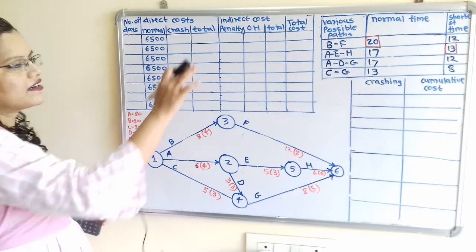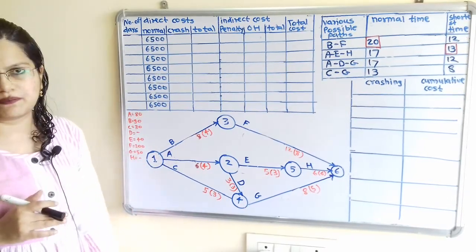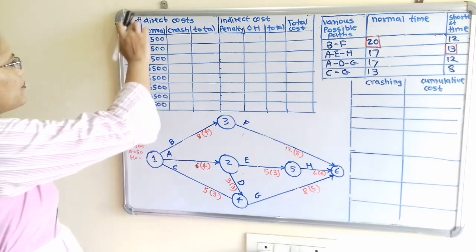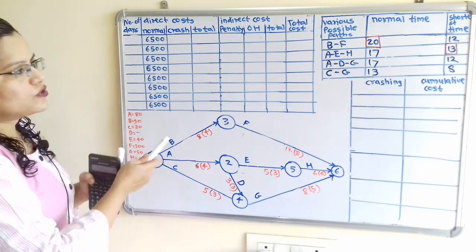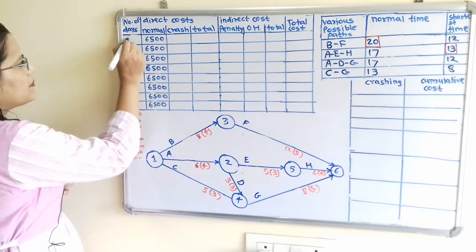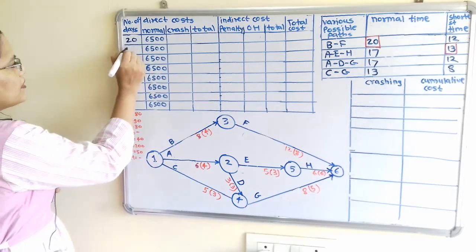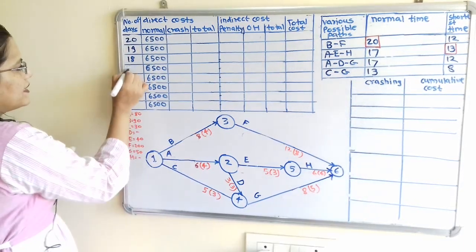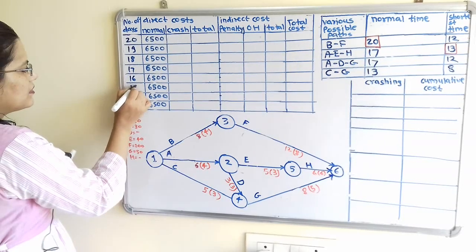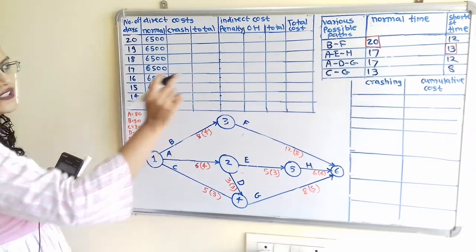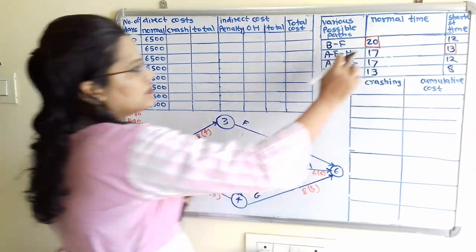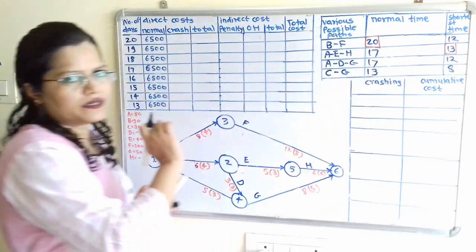So the second table is known as the cost table. In this table we have to mention the number of days. So I will select here the first day will be 20, then next will be 19, 18, 17, 16, 15, 14, and the last one will be 13, because these two numbers are important.